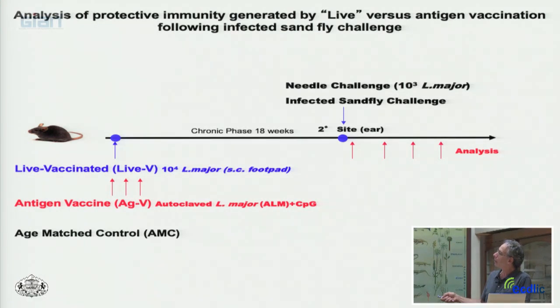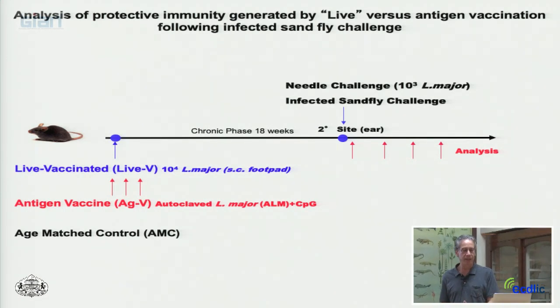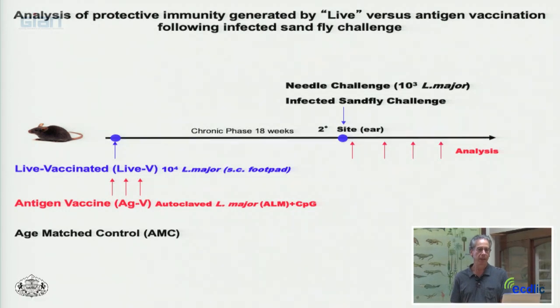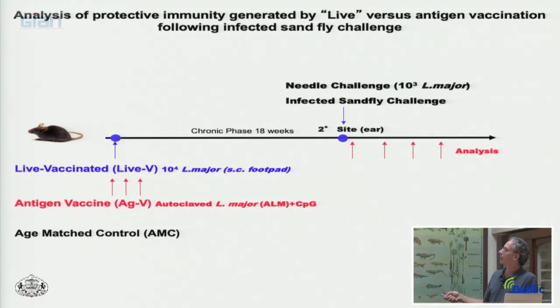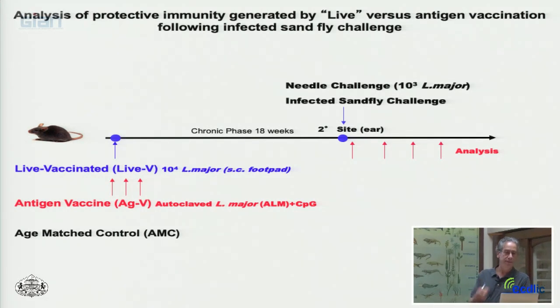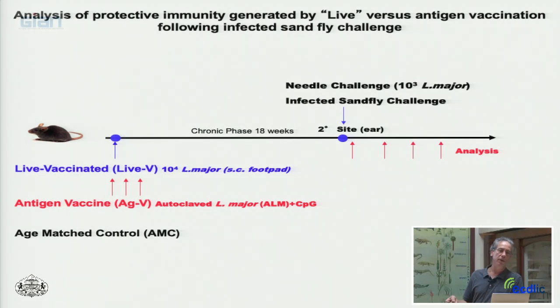So we're comparing a live vaccinated mouse. Just to be clear, when we say live vaccinated, we mean a Leishmanized mouse, a mouse that has had a primary lesion that healed. So this mouse would have had a primary infection with L. major in the footpad, and we let it heal over 2 or 3 months, and now we're re-challenging it with either needle or fly bites a few months later. Okay, I guess 18 weeks later.